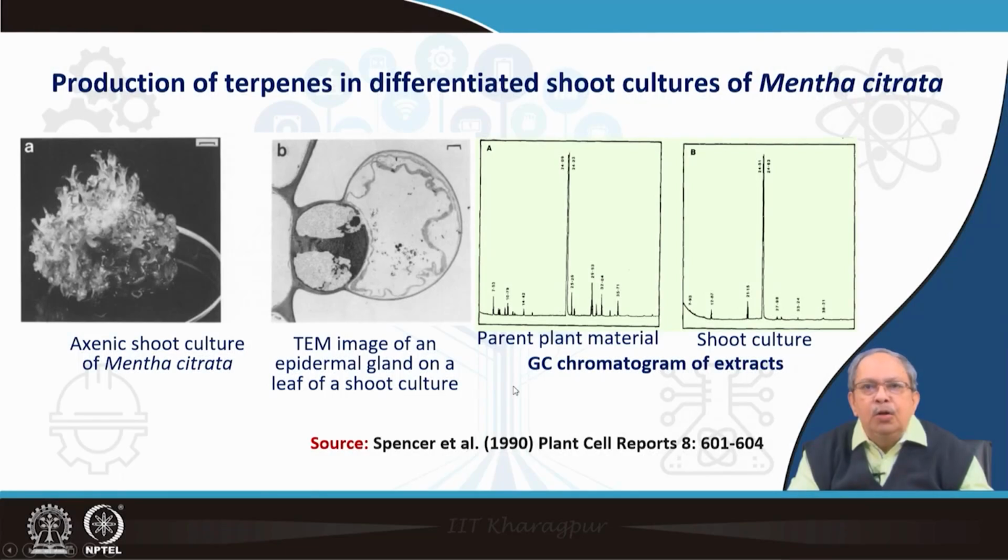Now, what I have said about the essential oil, the cell cultures and the shoot cultures derived from them can produce essential oil. Here is another species, Mentha citrata, where people attempted to make axenic shoot cultures. When these shoot cultures were analyzed under an electron microscope, they were able to find the epidermal glands which accumulate the terpene metabolites. They also analyzed the metabolites from both the parent plant and the shoot culture. And what you see, the principal metabolite mentioned in this peak and here, they are the same. So, that means the shoot cultures grown in the laboratory are capable of producing the same or similar metabolite or metabolites, provided you give the proper conditions.